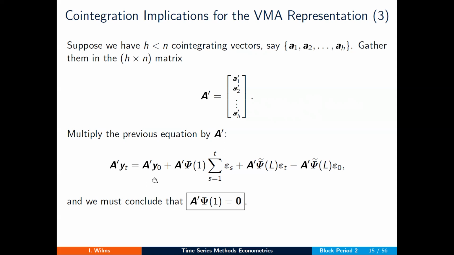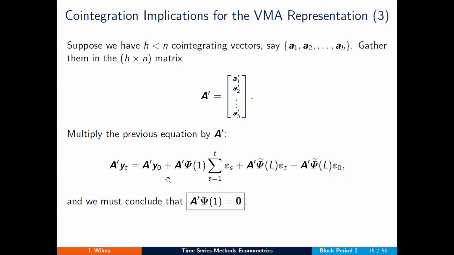What do I have on the right-hand side? Well, on the right-hand side, I have to also pre-multiply with A prime, of course. And since on the left-hand side I have my co-integration relations, I know that these must be stationary in order to have co-integration. So if the left-hand side must be stationary, then the right-hand side must be stationary as well.